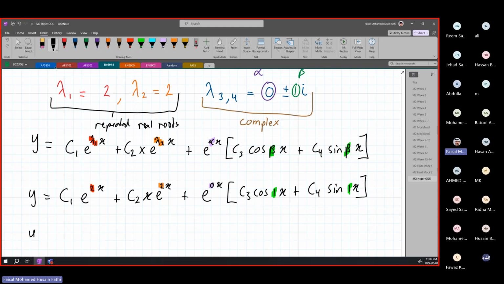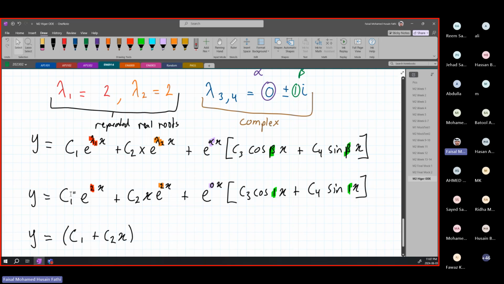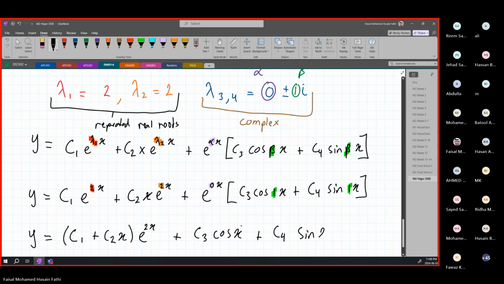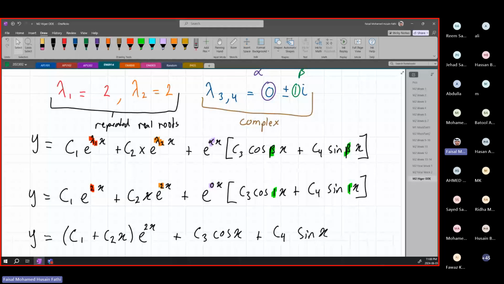Last step is just simplifying everything. The first one, because it is repeated, we can take common factors, so C1 plus C2 x. We're taking e to the power 2x as the common factor, so it will be e to the power 2x outside here, plus e to the power of 0, which basically means 1, so we can just remove it. So it's going to be plus C3 cosine of x plus C4 sine of x.